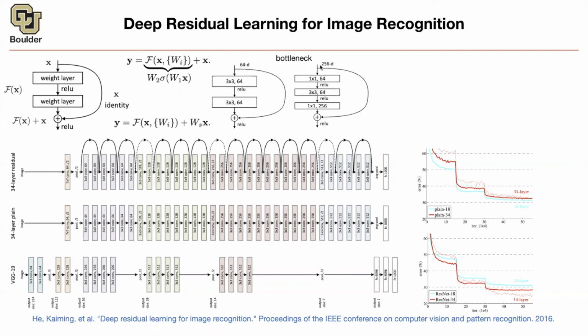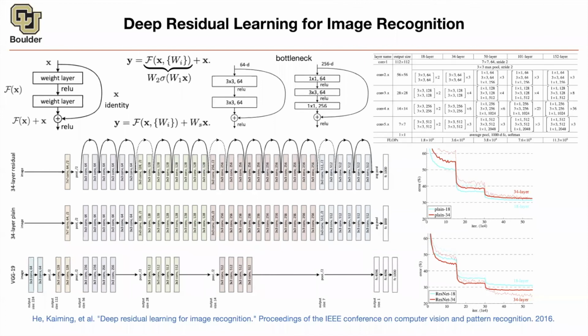You first project from 256 dimensions to 64. Then this 3x3 convolution is going to be really cheap. You do that, and then you project back into 256, and then you add it. And they use a lot of bottleneck connections. For instance, this 256 here is just a bottleneck connection, and these are the actual networks.